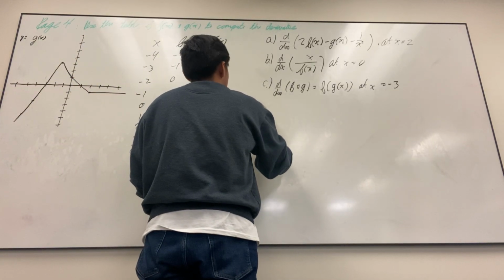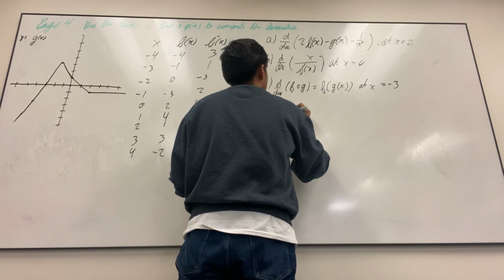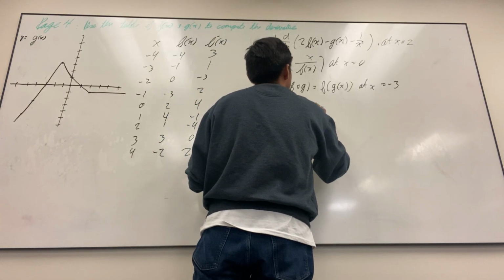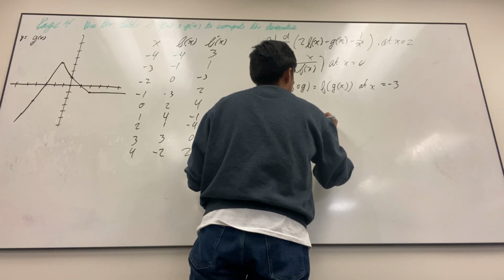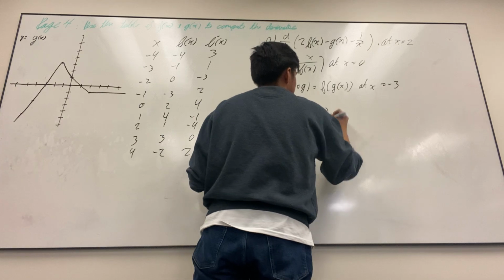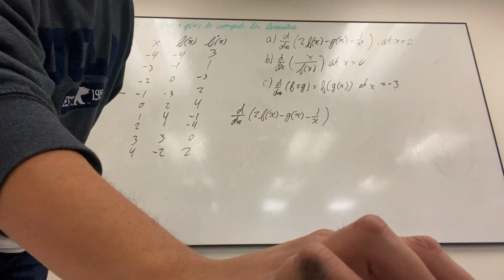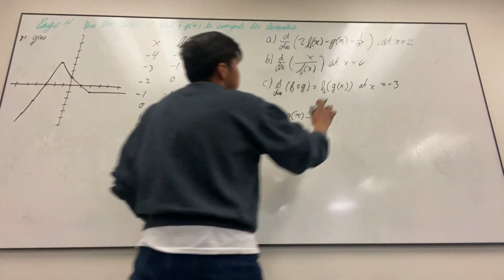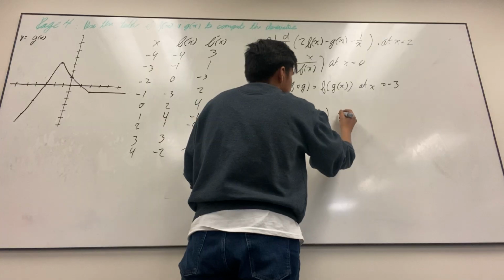So d over dx of 2 f of x minus g of x minus 1 over x. Let me double check that real quick. It should be 1 over x. Yep, 1 over x. Should be squared. Okay. At x equals 2.